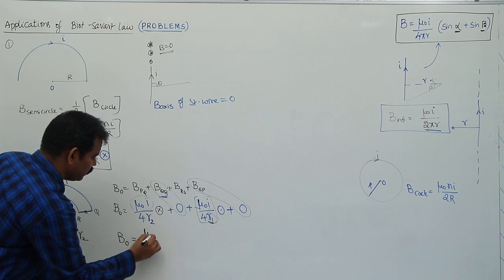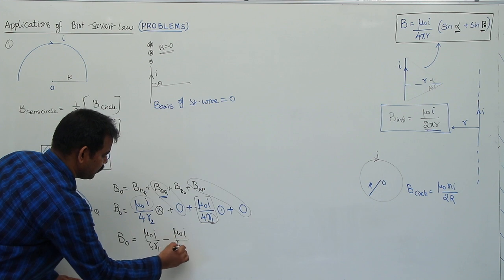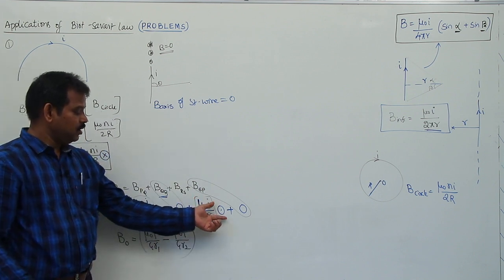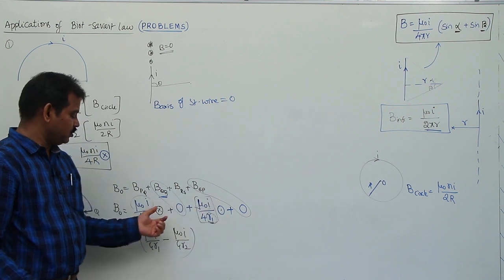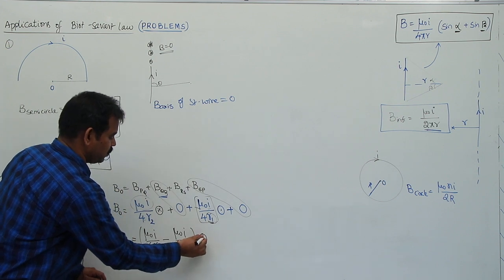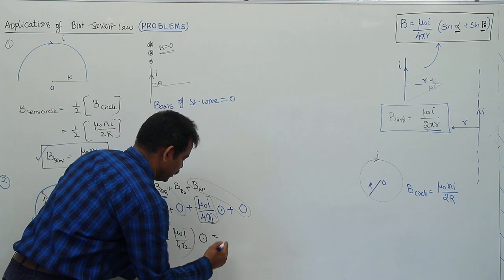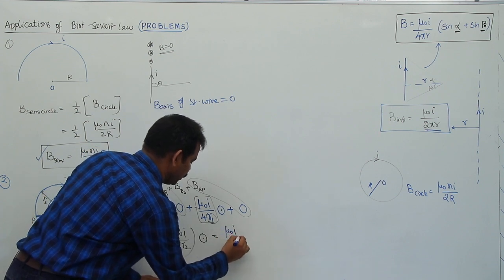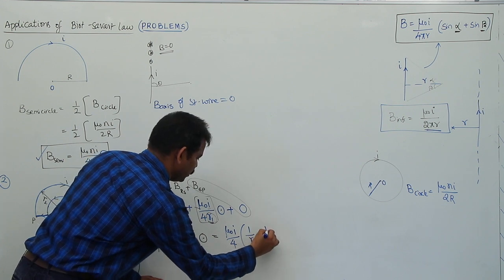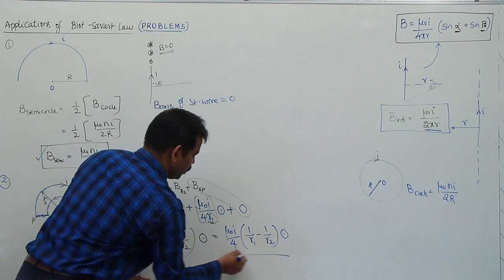So you can write mu naught I by 4 R1 minus mu naught I by 4 R2. As this value is bigger, this direction will be bigger than this one. So the net magnetic field will act outwards only. So if you take mu naught I by 4 common, I can write this as mu naught I by 4 times (1 by R1 minus 1 by R2), and it is acting out of the board.